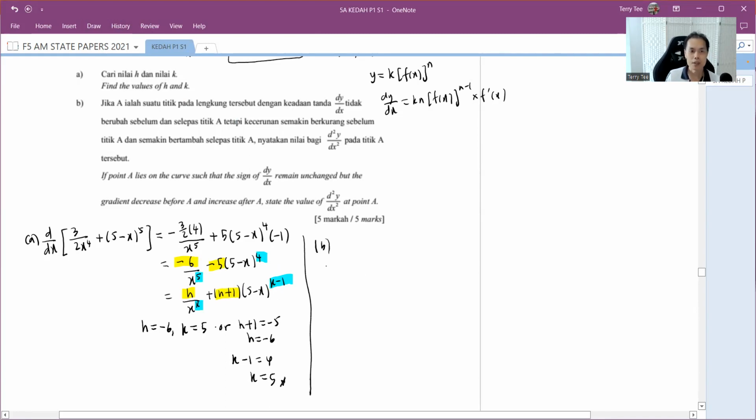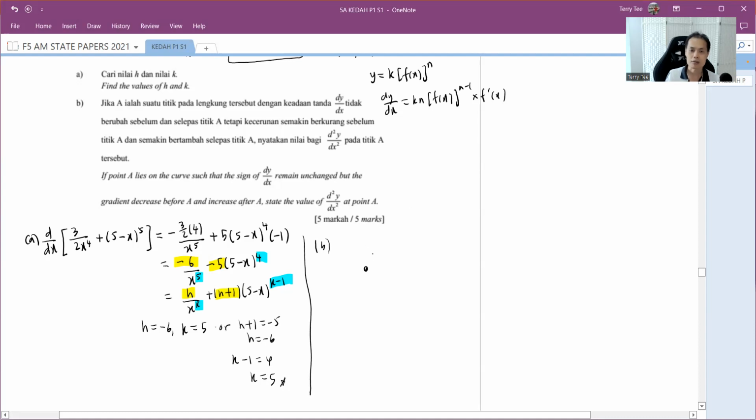Okay, part B. If point A lies on the curve, but the sign of dy/dx remains unchanged, but the gradient decreases before A and increases after A, state the value of d²y/dx² at the point. Okay, so what do they mean? All right, so now let's say we have a point, right, on the curve. The gradient decreases and the gradient increases.